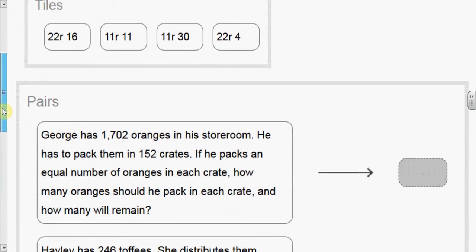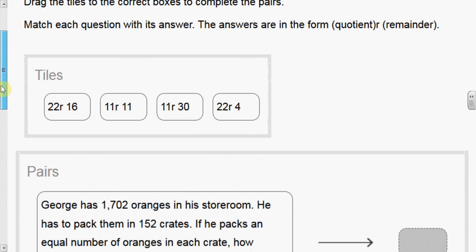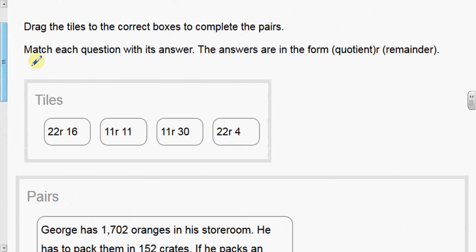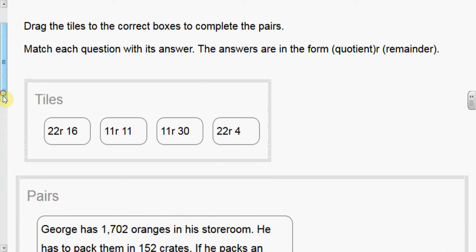Now the last one here is we have these tiles. It says drag the tiles to the correct boxes to complete the pairs. You can do that on your end. I'm just going to work it out. Match each question with its answer. The answers are in the form quotient remainder.